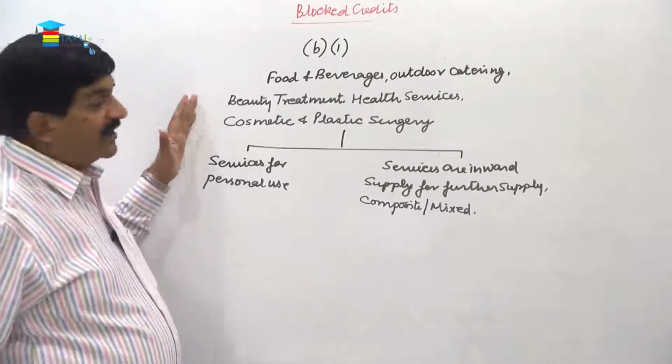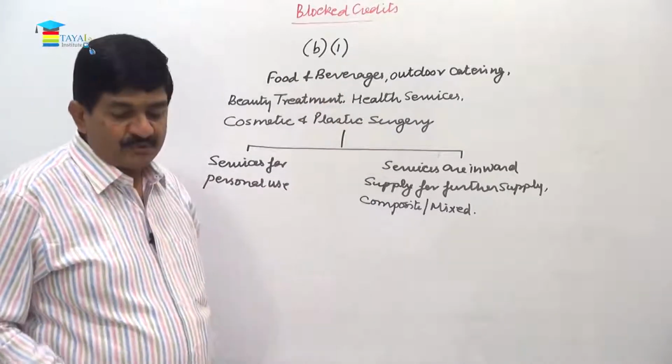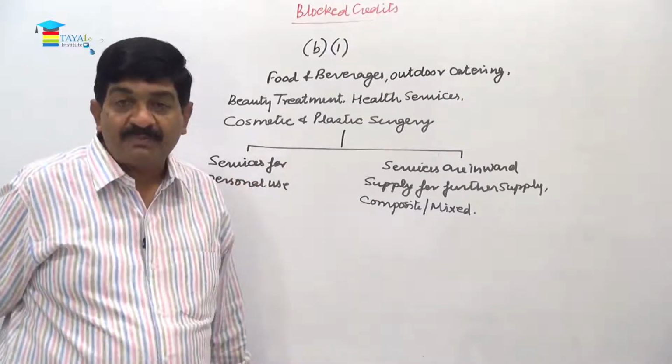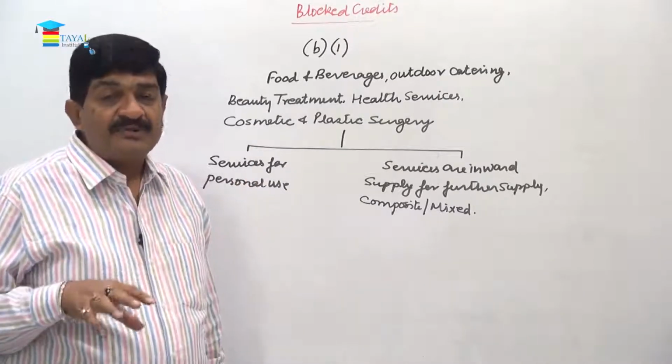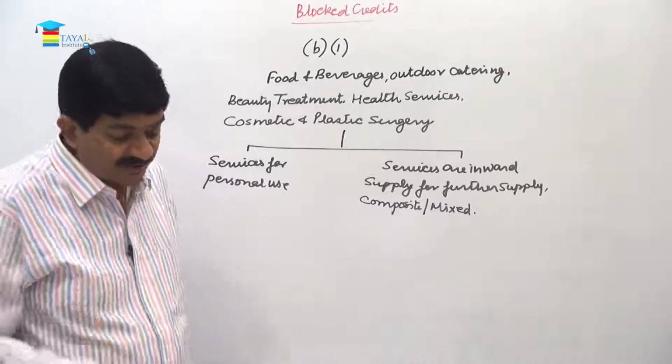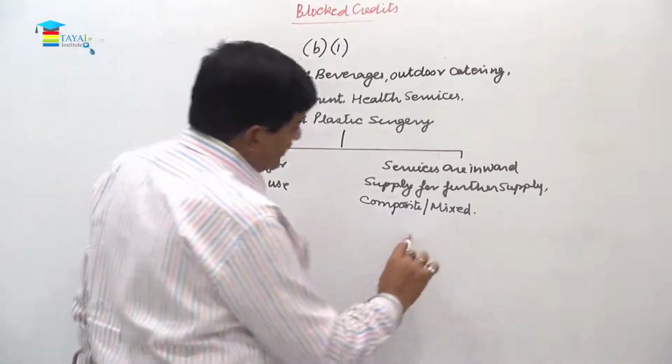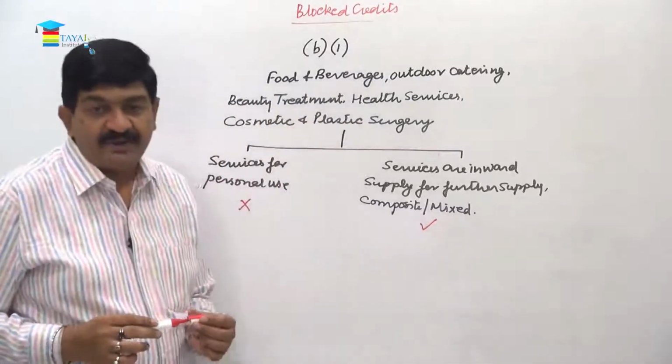Then beauty treatment. So all these are the examples where the services can be used either for personal use or as a part of outward supply, which is the same category or which is a part of a composite or mixed supply. So in this case, input tax credit will not be available, but in this case input tax credit will be available.